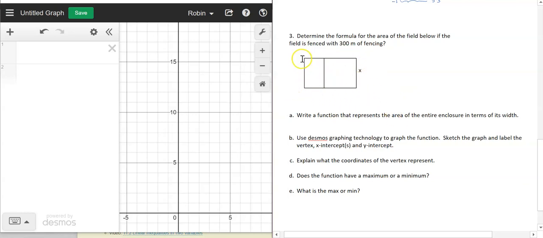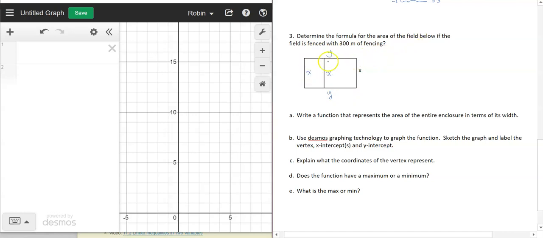But if I wanted to actually build a fence with all these lines, then the amount of fencing determines how big of an area I can create. So in this question here, we'll call this whole width y. We'll call that length x. That means this width is also y, and this length is x, and this length is x, right?